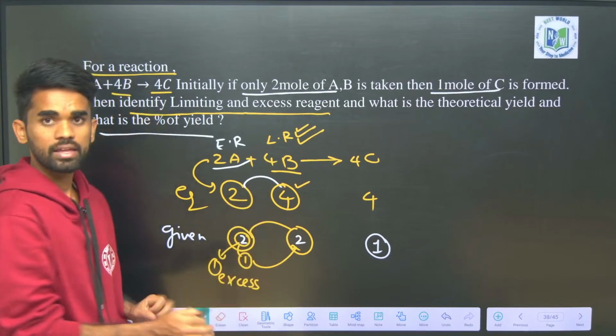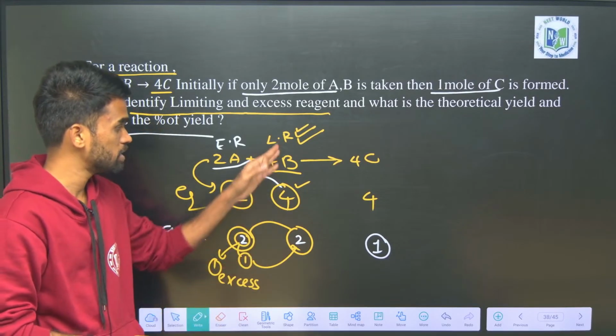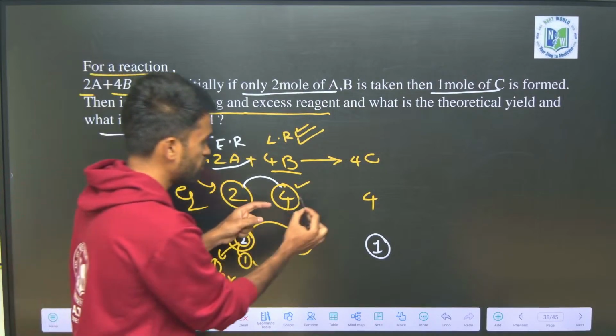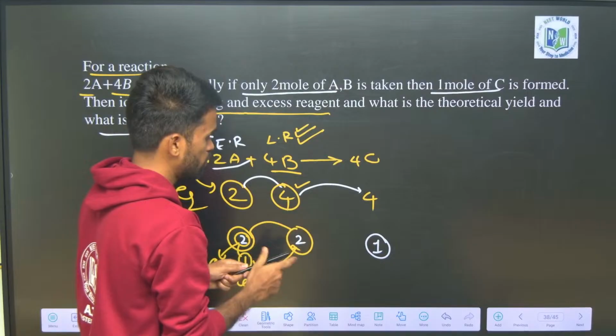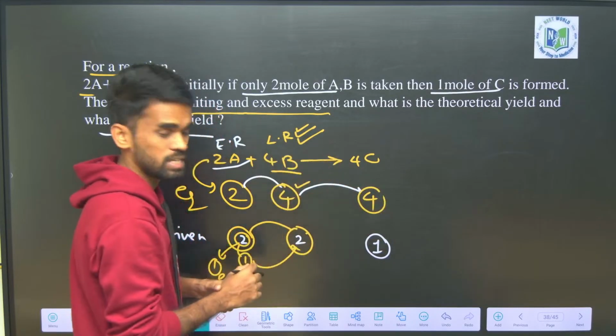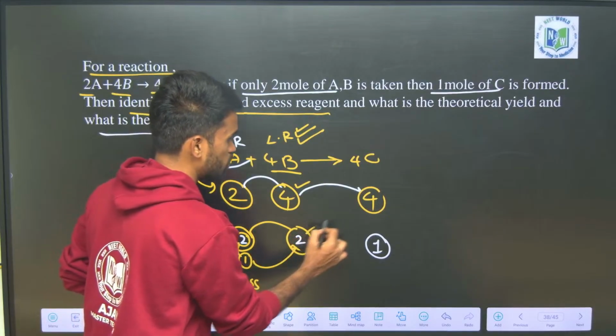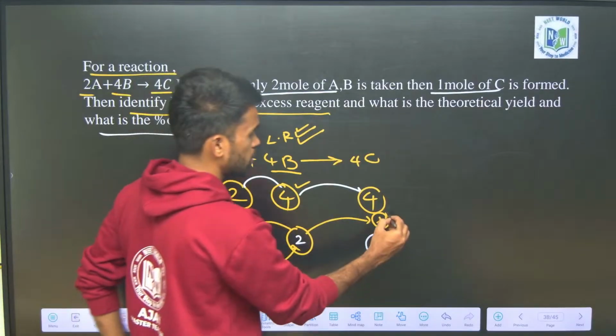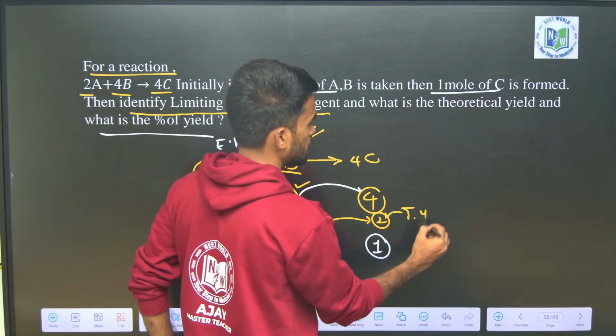Okay, that's it. So what is our limiting reagent? B. So the calculation should be done with respect to B only. For every 4 moles of C formed, for every 2 moles of B, 2 moles of C should be formed. So what is our theoretical yield? 2 moles. This is the theoretical yield.